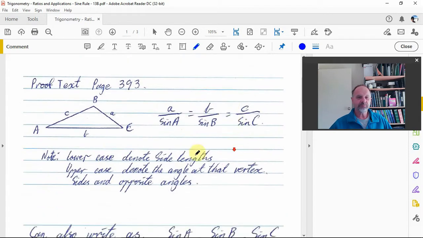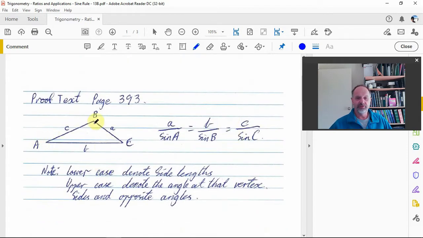So if we have a triangle like this, triangle ABC, capital letters for the vertices, and then we use little letters for the lengths. Side a is opposite the angle A, or vertex A. Side b is opposite angle B, vertex B. And side c is opposite angle C, vertex C.